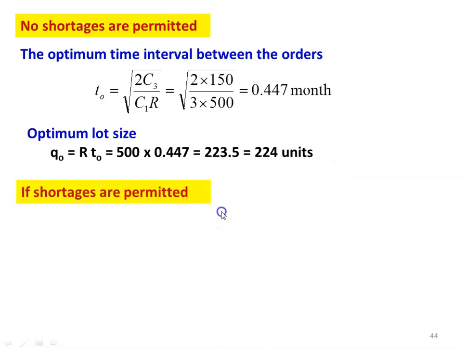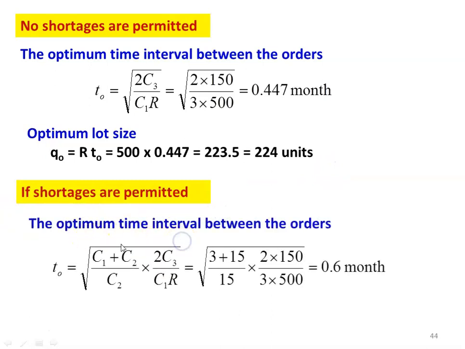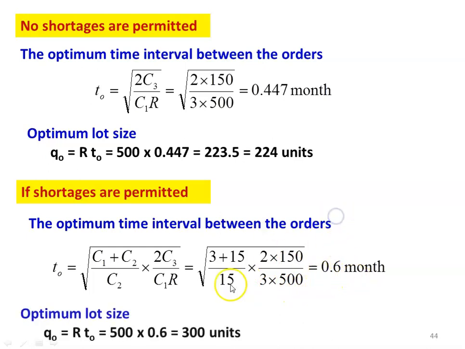If the shortages are permitted, the optimum time interval between the orders, TO equal to square root of (C1 plus C2) divided by C2 into 2C3 by C1R, which is (3 plus 15) divided by 15 into 2 into 150 divided by 3 into 500 equal to 0.6 months. And the optimum lot size QO equal to R into TO, which is 500 into 0.6 equal to 300 units.